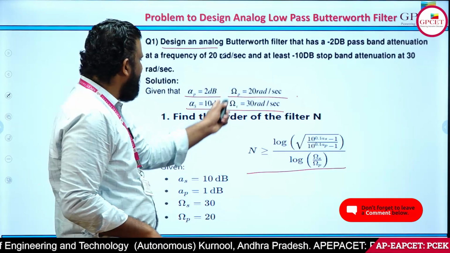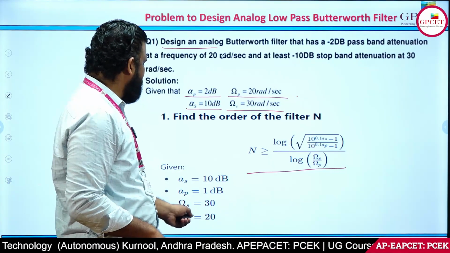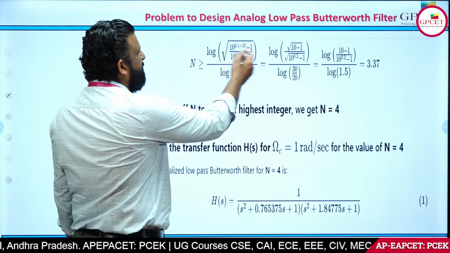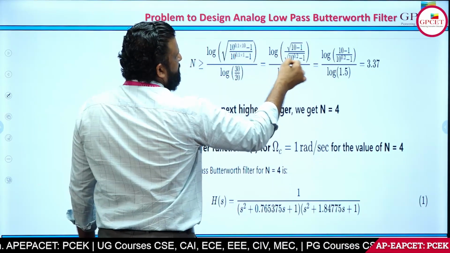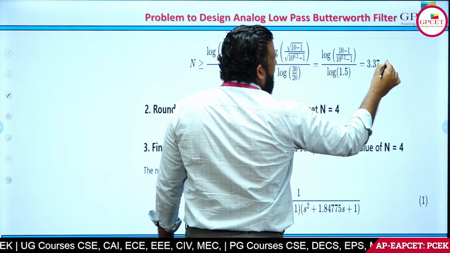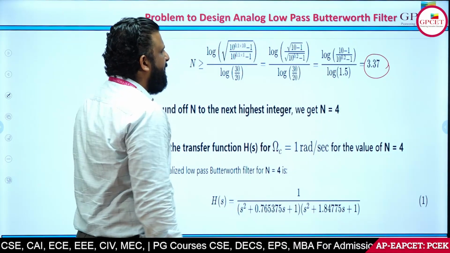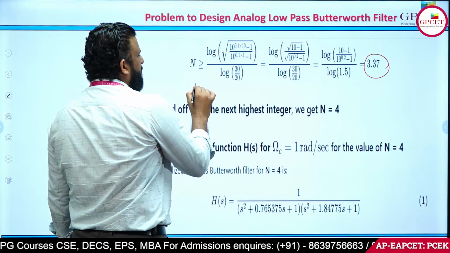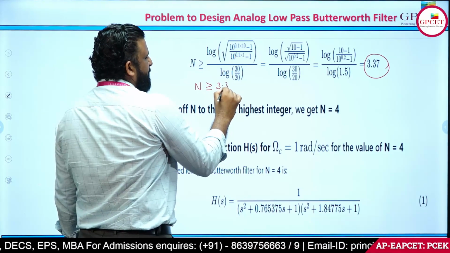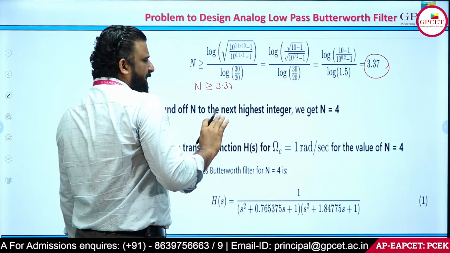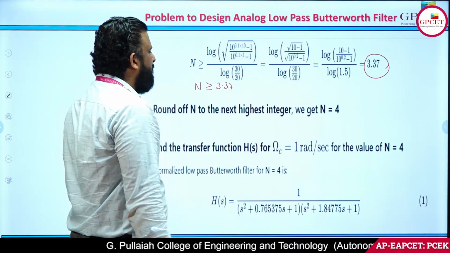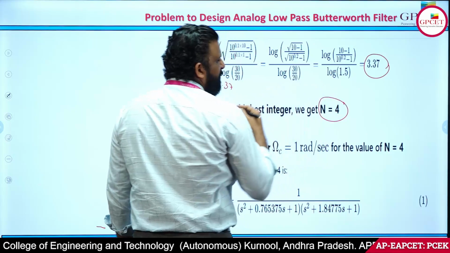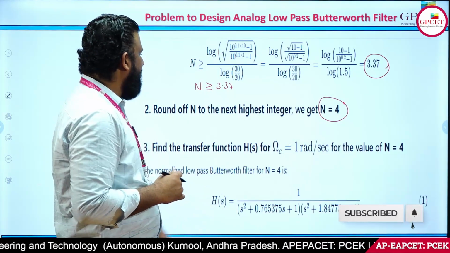Now after substituting all the values of passband attenuation and passband frequency, stop band attenuation and stop band frequency, what value am I going to get here? I have substituted the values here, 10, 1. After calculating this, I got 3.37. So now N is greater than or equal to 3.37. In the first step, I got the value of N: N is greater than or equal to 3.37. In the second step, what do we have to do? We have to round up that value to the next highest integer. So 3.37 I am rounding to N equal to 4. Now I got the value N equal to 4.